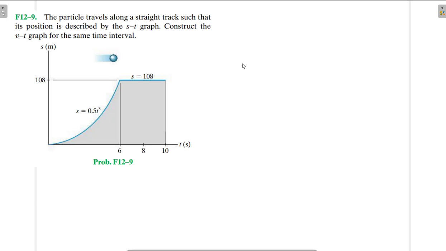We're going to be solving this engineering mechanics problem, and it reads: the particle travels along a straight track such that its position is described by the position-time graph. Construct the velocity-time graph for the same time interval. Solution.